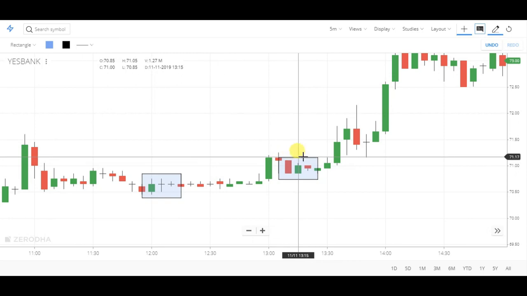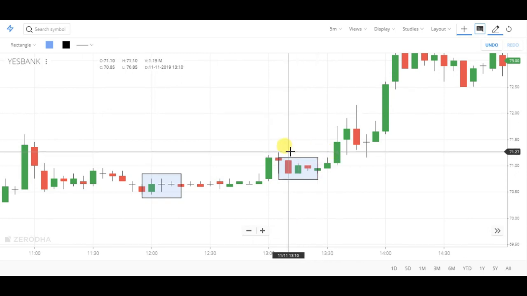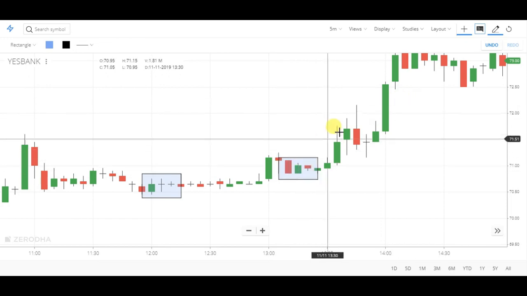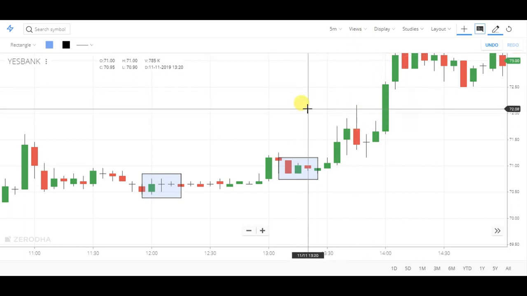We can clearly see that this pattern is formed over here, and the high of this candle is broken at this particular candle, and the difference between high and low of the first candle is almost 25 paisa, and we can see that this is achieved during these further candles.